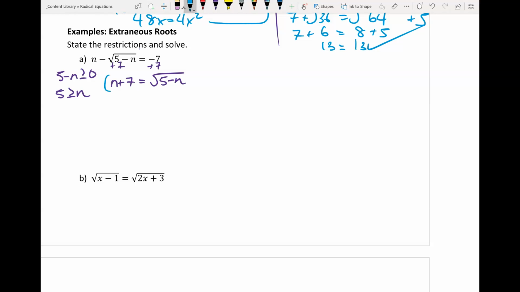From this point, I'm going to go ahead and square both sides. So n plus 7 times n plus 7 is n squared plus 14n plus 49. Our right-hand side is 5 minus n. I'm going to collect my like terms. So I'm going to subtract 5 on both sides and add n to both sides.